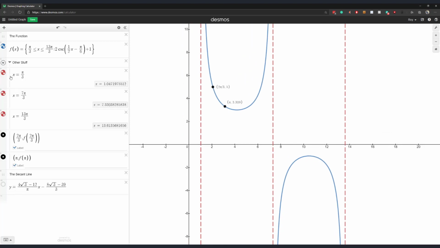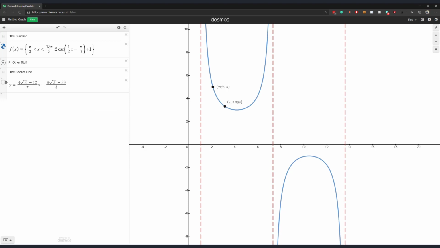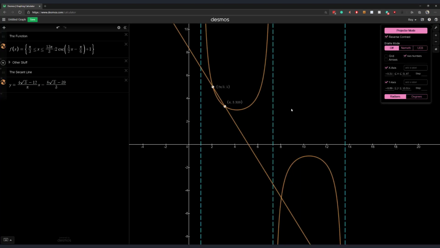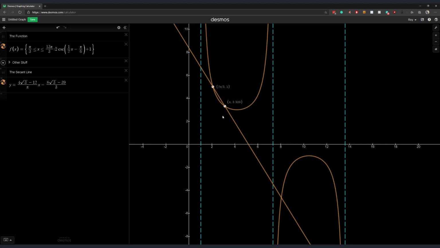The other stuff that I have in there, I just graphed the asymptotes, the vertical asymptotes, pi over 3, 7 pi over 3, and 13 pi over 3. I also plotted the 2 points that we have interest in our secant line going through. So that's 2 pi over 3 comma 5, and that's pi comma f of pi. And let's go ahead and just compress that. Now, here's the secant line we just computed. To verify that that's actually the secant line, I'm going to turn that on. There you go. You can easily see that is the secant line. And if you like the reverse contrast better, again, you can still easily see that's the secant line.